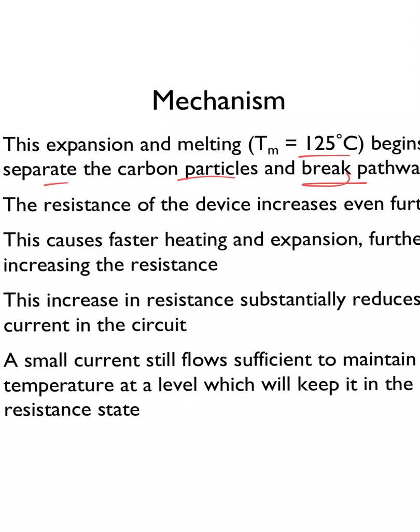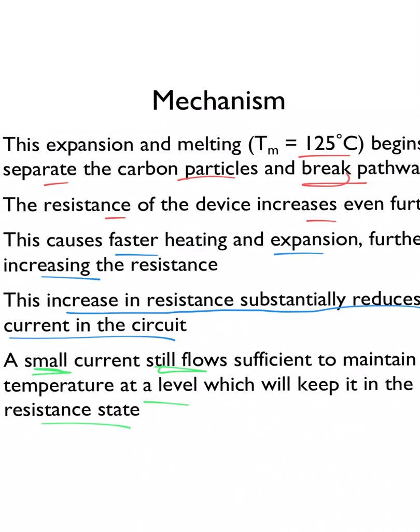And so this increases the resistance even further, and you get even more heating, and so it's kind of a catalyzed overall melting process where you have failure in one area and that gets transferred to other areas, and if the fault in the circuit is still there, then it just goes ahead and wipes out all the pathways for conduction except for a few. And so this ends up causing faster heating and expansion, further increasing the resistance. This increase in resistance substantially reduces the current in the circuit, and this is what we call the trip. But these things are designed such that you end up with a small current that still flows, which actually just serves to heat the darn thing so that it doesn't become conductive again.